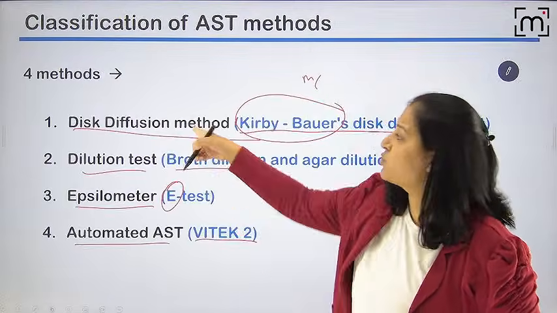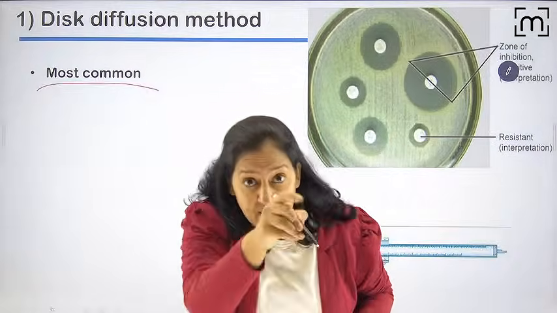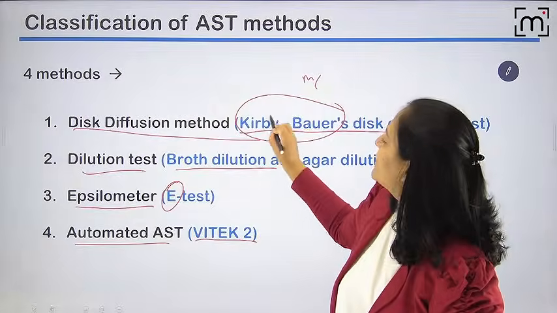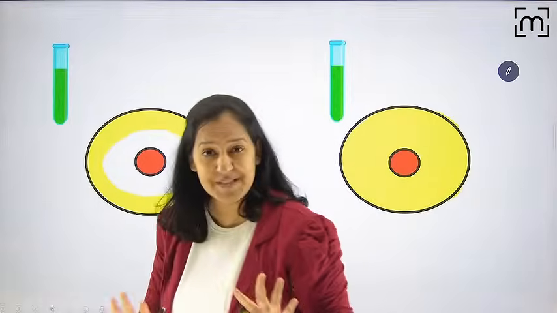Okay, the first one is the most commonly used. It is known as the diffusion method. It is most common, it's a PYQ, also known as Kirby-Bauer. So basically, what is the principle here? First, let us understand the basic principle.